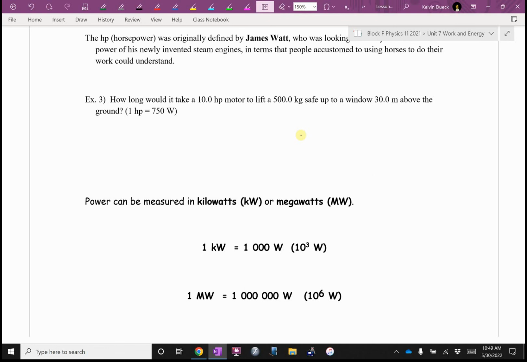Let's keep reading. They gave me 10 horsepower. We're lifting. You know what? I think I'm going to use power. What's the power equation, my friend? P equals?